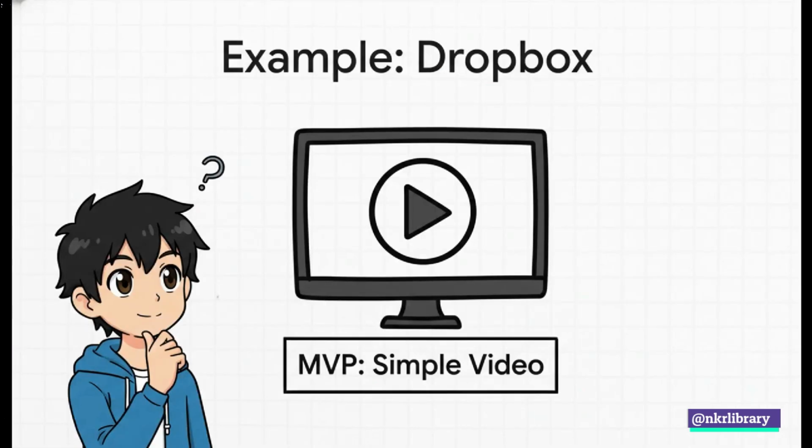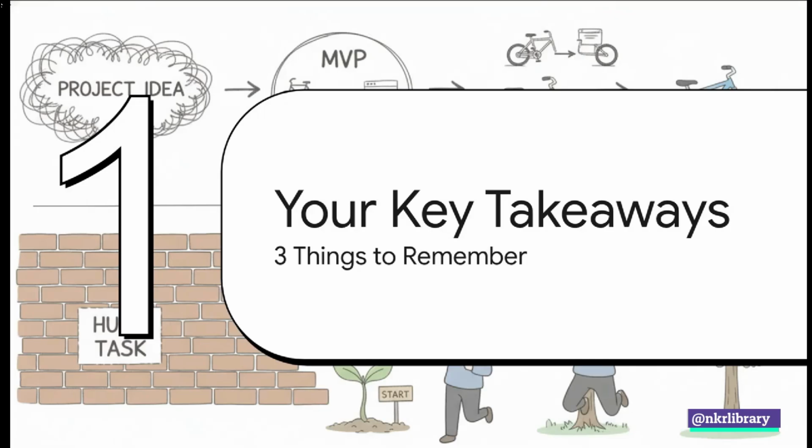Need a real-world example? Let's talk about Dropbox. Their idea of syncing files between computers was really complicated to build. So what was their MVP? Get this, it wasn't even software. It was a simple video that just showed how the product would work. They shared that video and thousands of people signed up immediately. That video proved that people wanted their idea before they ever wrote a single line of complicated code. How smart is that? Okay, we've covered a lot, so let's boil it all down.